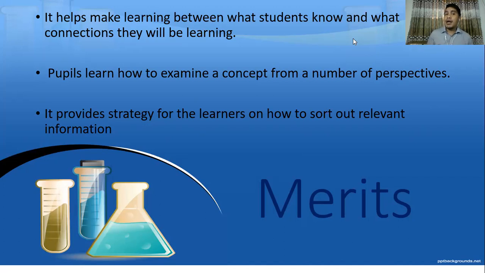The second is pupils learn how to examine a concept from a number of perspectives, because remember they have to check whether that example is a yes for that concept, or is that example a no for a concept. The third is it provides strategy for the learners on how to sort out relevant information. So, of course, they will be able to categorize, or identify relevant information based on what is discussed in the science class.